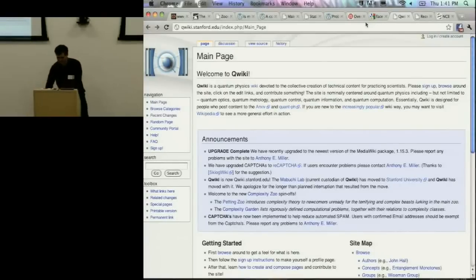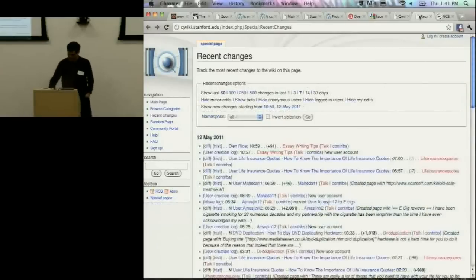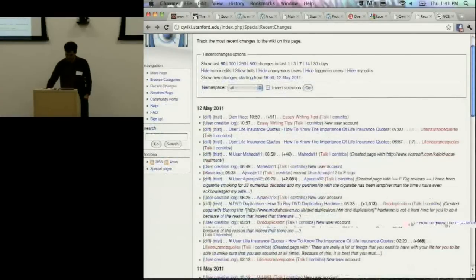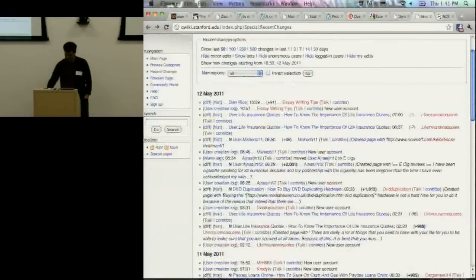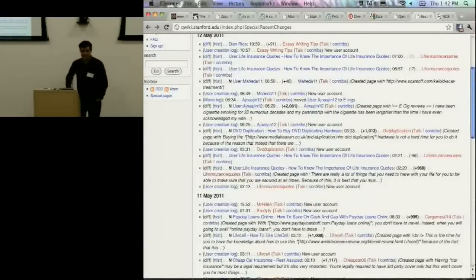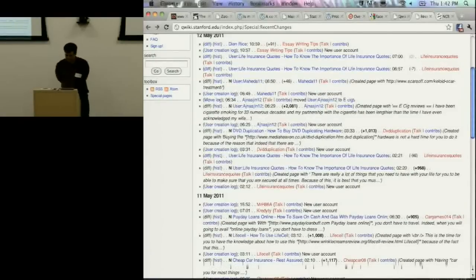If you go there today, here are the recent changes, and you can see what they are. Life insurance quotes, essay writing tips, so on and so forth, DVD duplication. It's just spammers, right? So there's a lot of good seed material on the Wiki, but unfortunately nobody wished to contribute except, unfortunately, the spammers, which it's been overrun by.